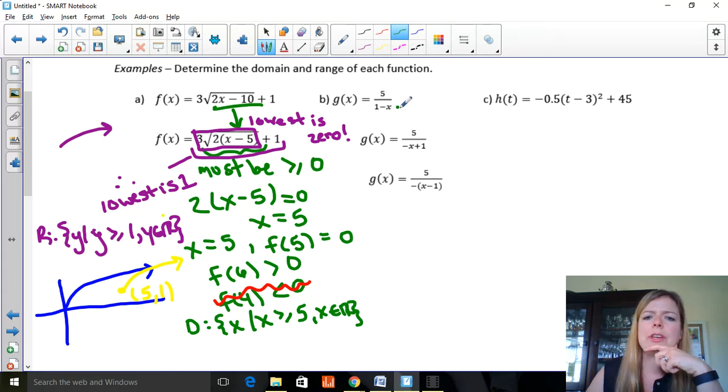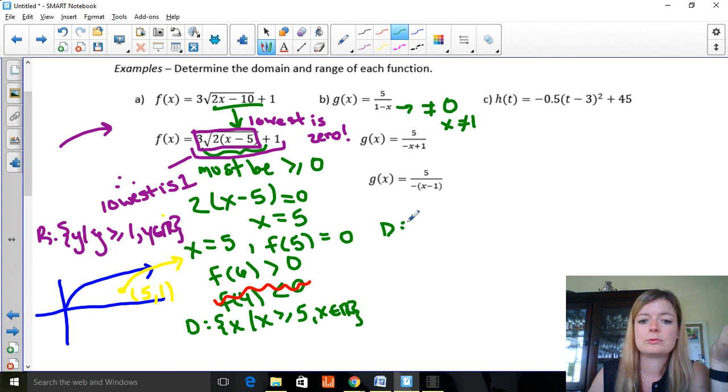But look at this. Basically, when you're looking at this, you just have to think that the bottom cannot be equal to 0. Why? Because you can't divide by 0. So you just see, oh, well, what would make that bottom 0? It would be x equals 1. So therefore, x cannot equal 1, and that's your domain. x such that x cannot equal 1, but x is in the set of all real numbers.